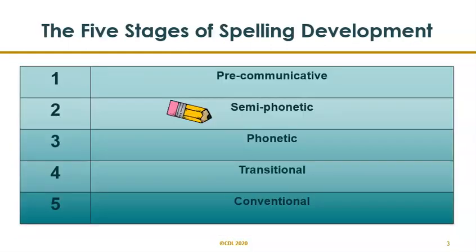There are 5 stages of spelling development: pre-communicative, semi-phonetic, phonetic, transitional, and conventional. Last week, we spoke about pre-communicative, and if you did not catch that session, you can always go and check out Facebook or our YouTube account to watch that video. Today, we're going to talk about semi-phonetic. Before we get into it, I do want you to know that children do not normally fluctuate between stages. You wouldn't see a child go to transitional, maybe back to semi-phonetic, and then phonetic. They really go through the stages as a whole, ideally getting to conventional.